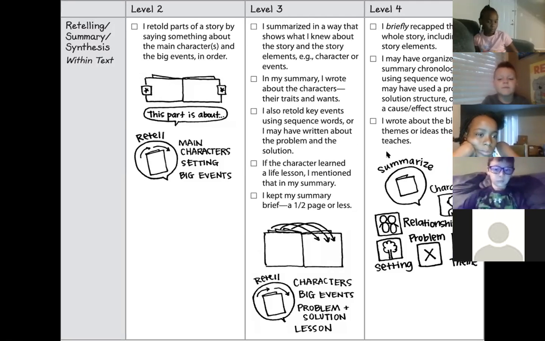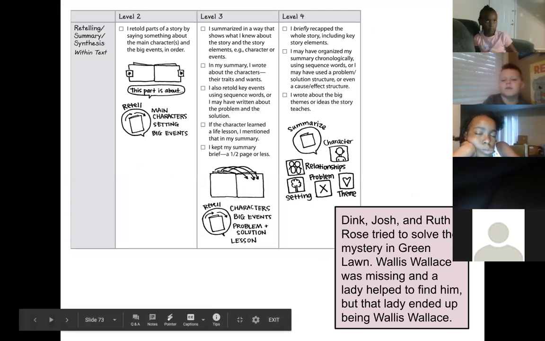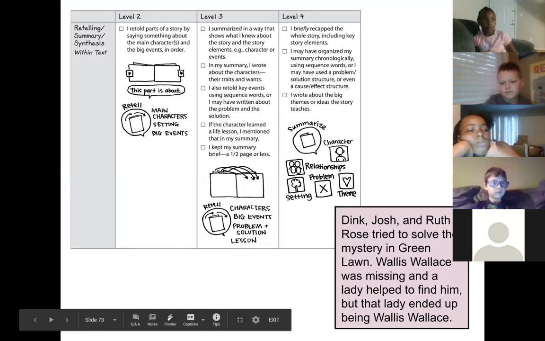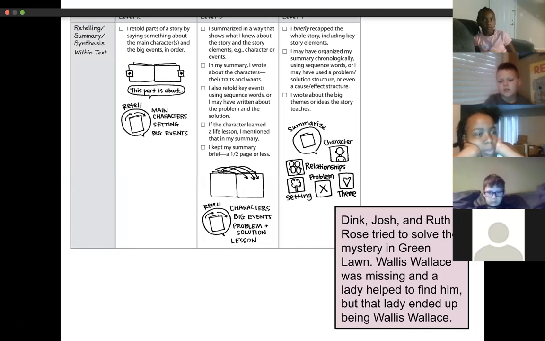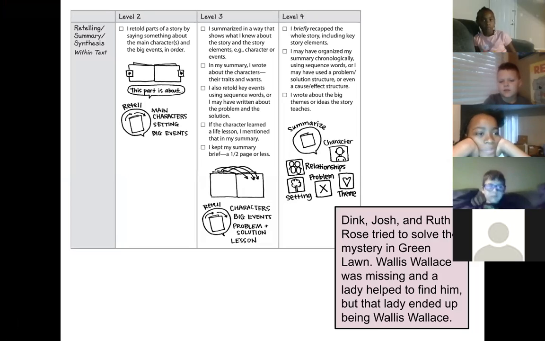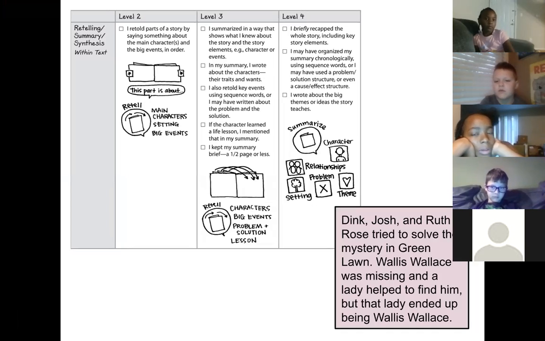All right, I have to move you. I have to move you again. All right, so Dink, Josh, and Ruth Rose tried to solve the mystery in Green Lawn. Wallace was missing, and a lady helped to find him, but the lady ended up being Wallace. All right, go ahead and think about this. What level of retelling do you think this is? A 2, 3, or 4? And I'll read it one more time, and then you'll show me on your fingers what level you think this is.